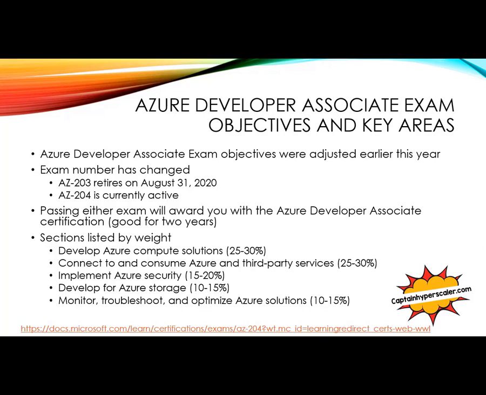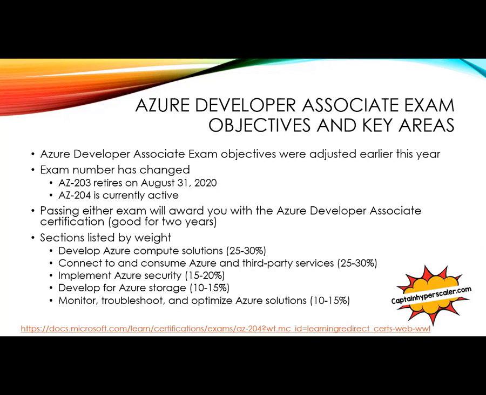The 204 isn't quite, I don't think, out of beta yet. It might be out of it. I'm not sure if you can schedule it now because the beta window closed. We might be in between there, but it should be released fairly shortly, in due time. And then August 31st of this year, the 203 will be retired. So there's going to be a little bit of time where both exams can be scheduled.